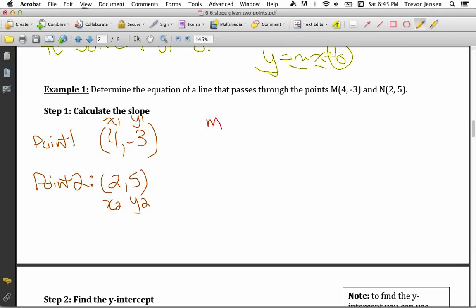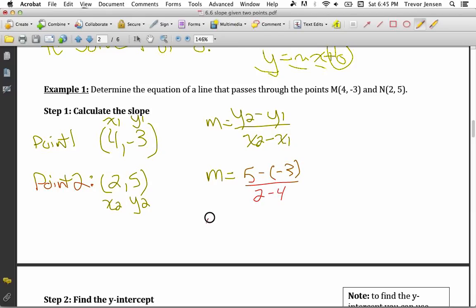Let's plug that into the formula. Slope equals y2 minus y1 over x2 minus x1. And let's plug everything in. y2 minus y1, 5 minus -3, over x2 minus x1, 2 minus 4. 5 minus -3, subtracting a negative means adding, so 5 plus 3 is 8. 2 minus 4 is -2. 8 divided by -2 is -4.